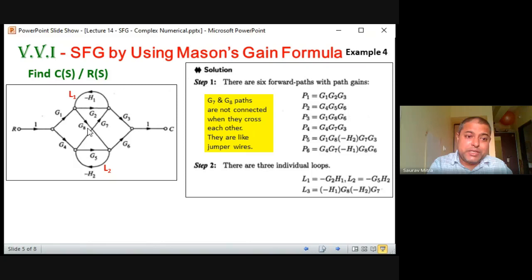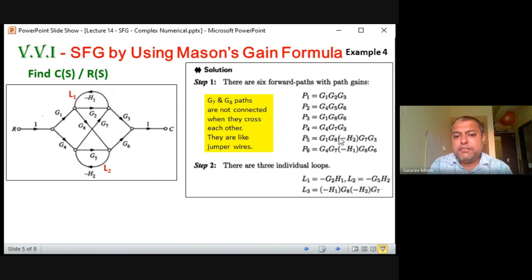If this point is connected in some numerical, then you cannot say this goes here and again comes here and touches. In that case it does not happen, because while coming below it touches this point again, and when going above again it touches this point again. So in that case, that forward path we cannot consider. Something else we have to do in that case.